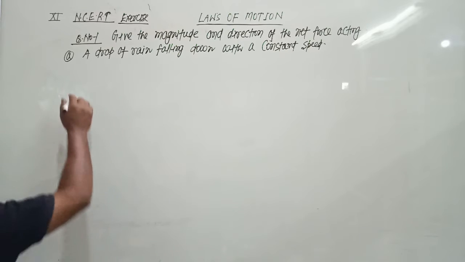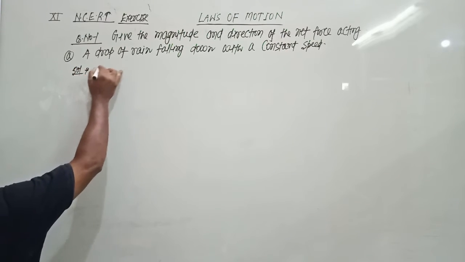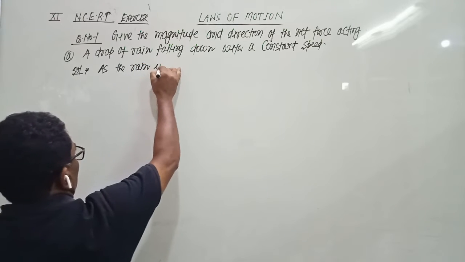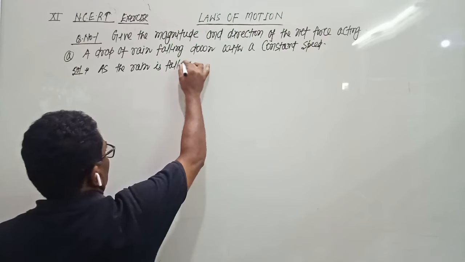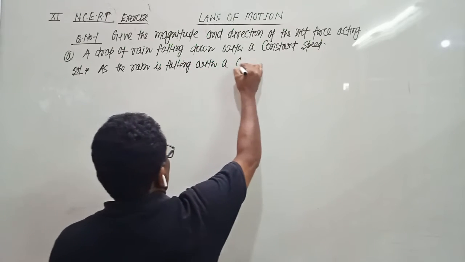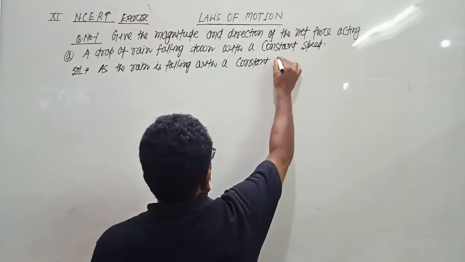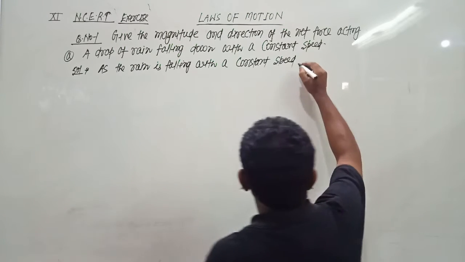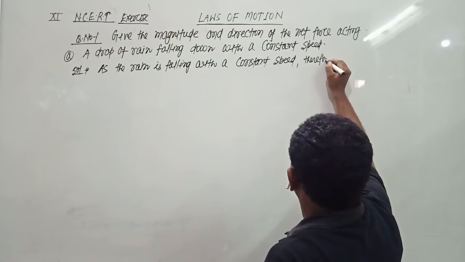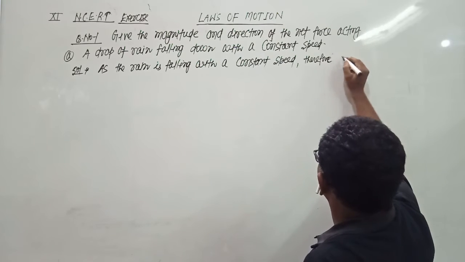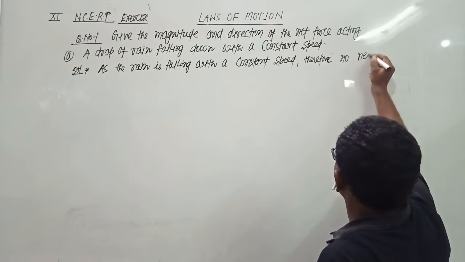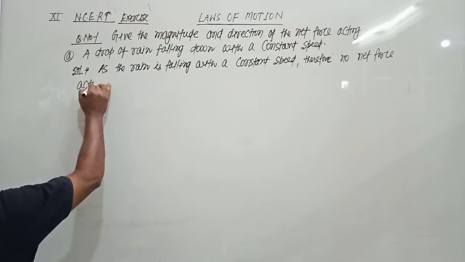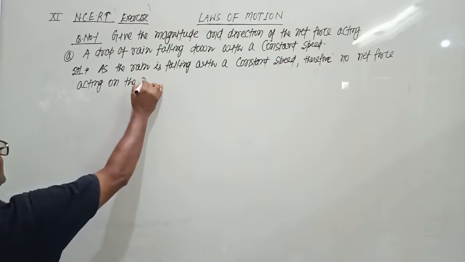So the answer is, as the rain is falling with a constant speed, therefore no net force acting on the raindrop.